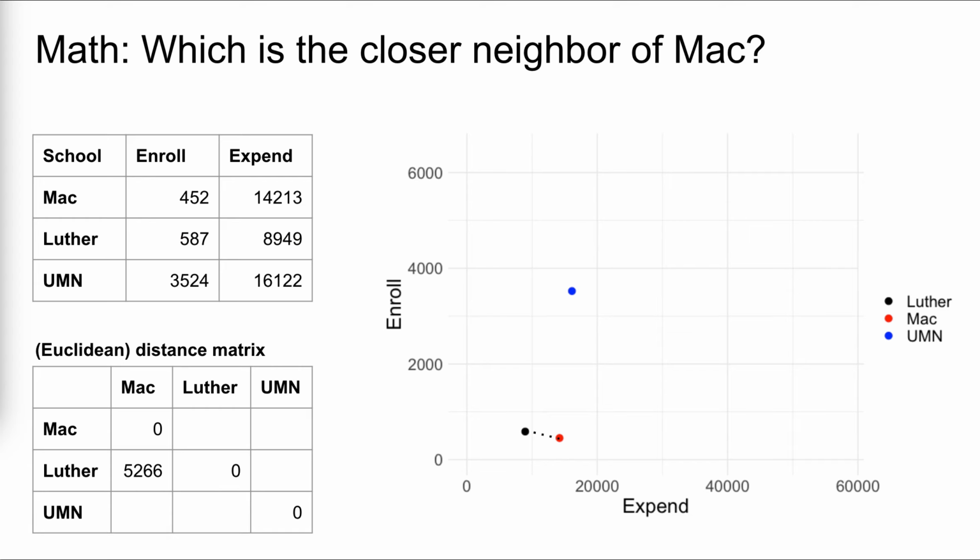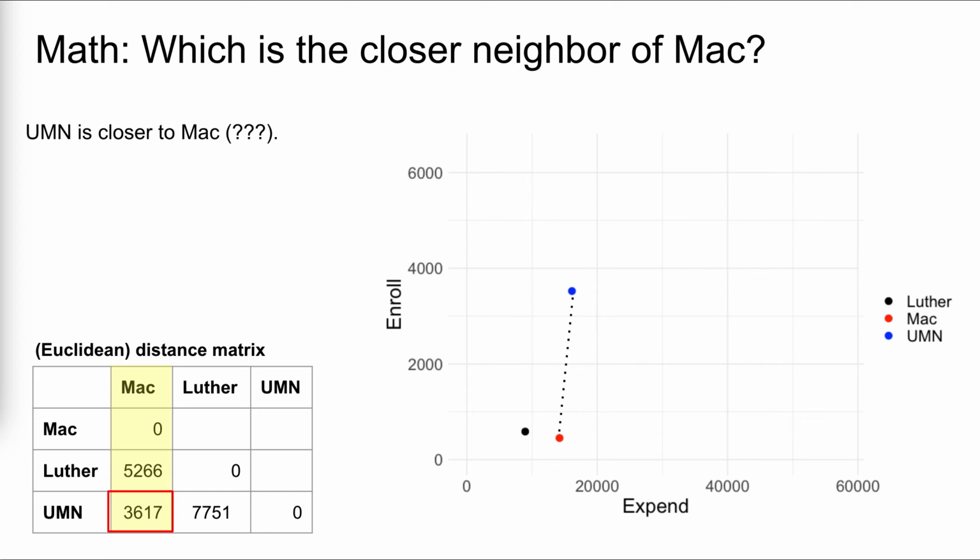We can plug this value into a distance matrix. Thus far, we know that schools have zero distance from themselves. So Mac is zero distance from Mac, Luther is zero distance from Luther, and so on. And we know that Mac and Luther have a distance of 5,266. Similarly, we could calculate the distance between Mac and University of Minnesota to be 3,617. And the distance between Luther and the University of Minnesota to be 7,751.